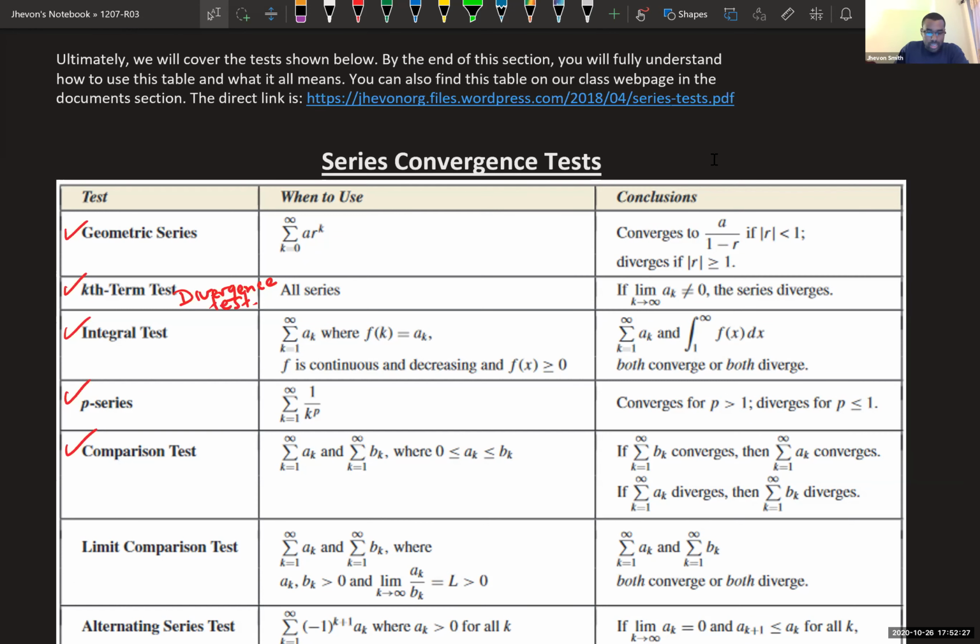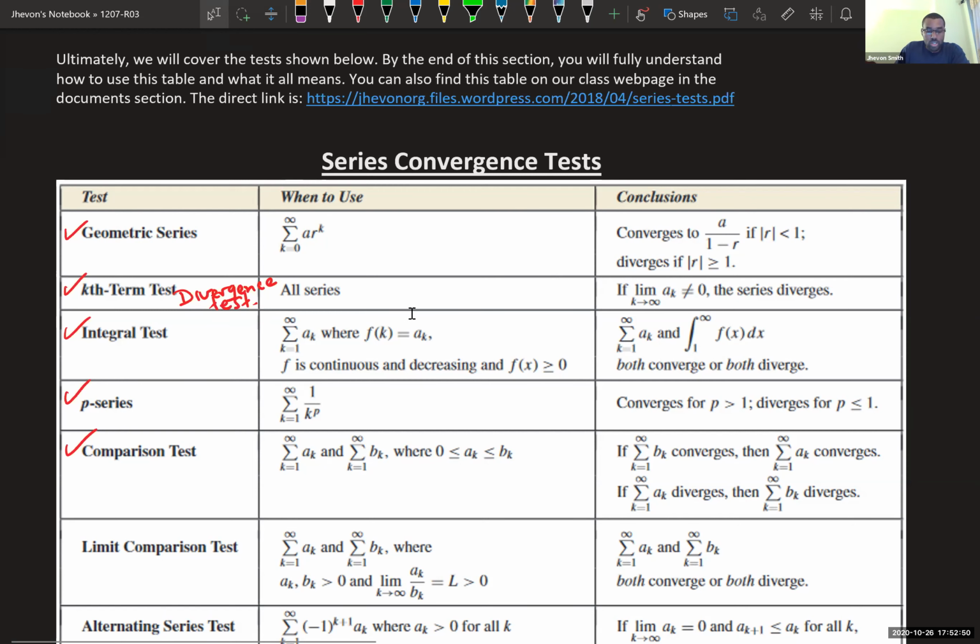Okay, so far we covered 5 of these tests. We looked at first the divergence test, which is the first thing that you should know. That's the guy that tells you when a series diverges. It cannot tell you about convergence. So if you realize that the limit of the sequence term is non-zero, then the series will diverge.